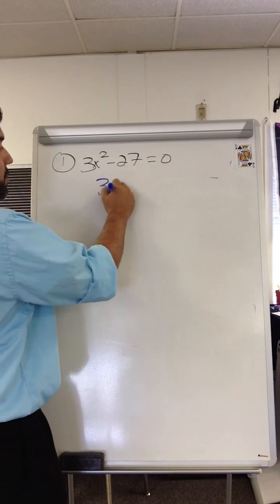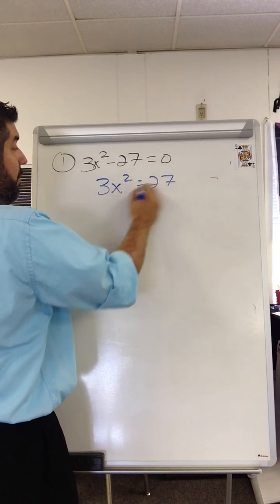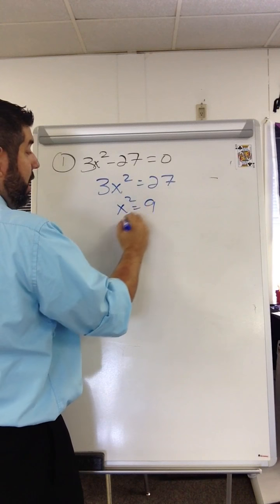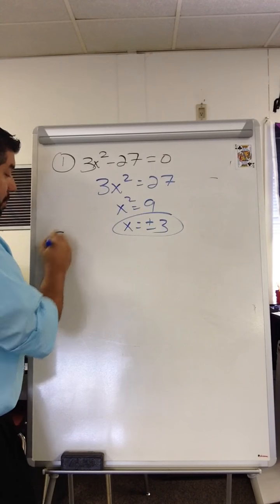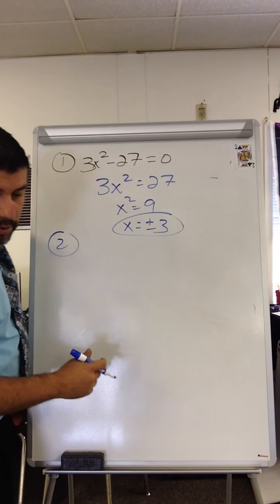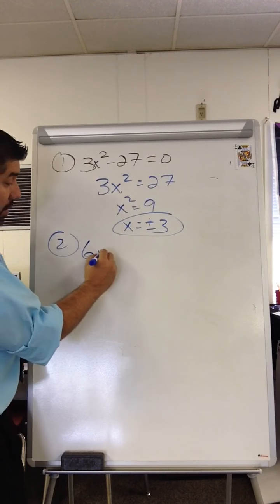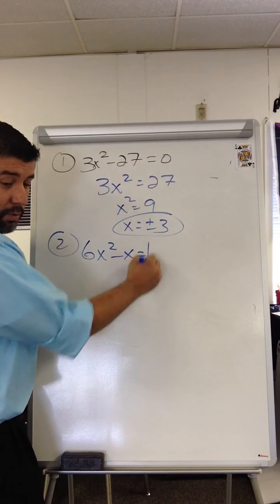So we're going to get 3x squared equal to 27. Divide by 3. We're going to get 9. x is plus or minus 3, okay? Boom, piece of cake, right? Let's look at number 2. Number 2 was 6x squared minus x equal to 1.